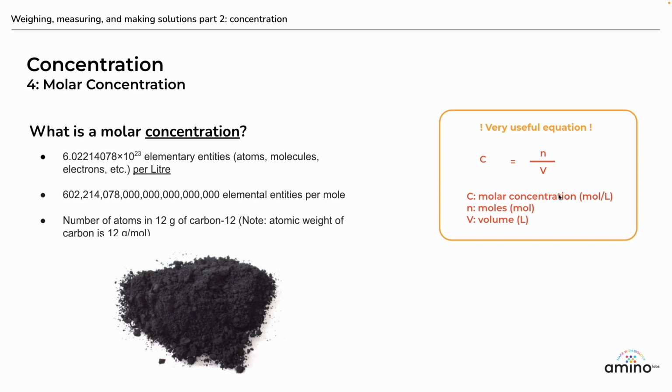So again, molar concentration is in moles per liter. We learned about moles, small n, in moles, just MOL, and then big V, volume, is in liters. So we've got moles per liter, moles over liter.